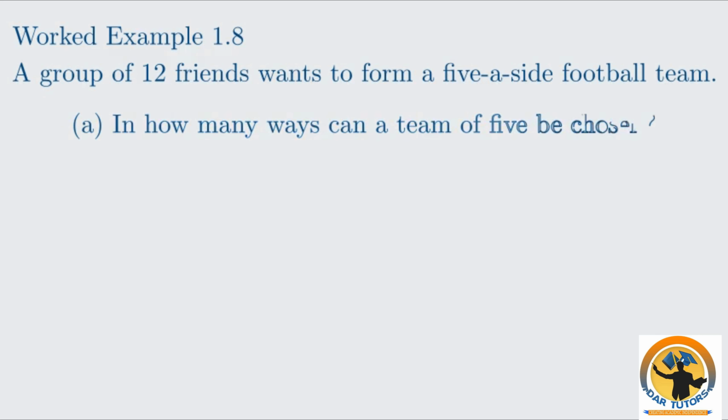A group of 12 friends wants to form a 5-a-side football team. Part A asks for the number of ways to choose a team of 5. Since the order of players in a team doesn't matter, this is a combination. We need to choose 5 players from 12. Using the formula, 12 choose 5 is 12 factorial divided by 5 factorial times 7 factorial, which calculates to 792.